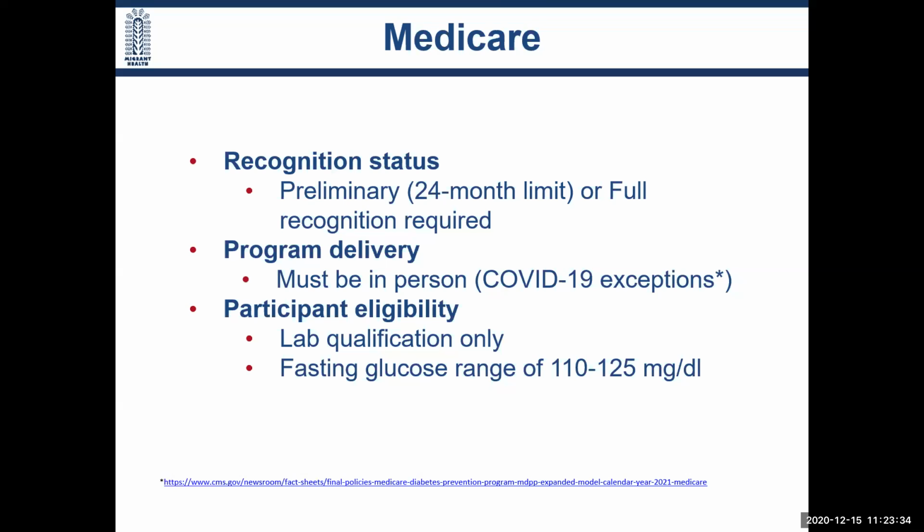Additionally, participant eligibility is slightly different. Medicare requires that all participants are qualified based on those lab values, so fasting blood glucose, the postprandial, or hemoglobin A1C. And then the fasting glucose range is slightly more stringent. For normal participation, it's 100 to 125. For Medicare patients, the fasting glucose range is 110 to 125.